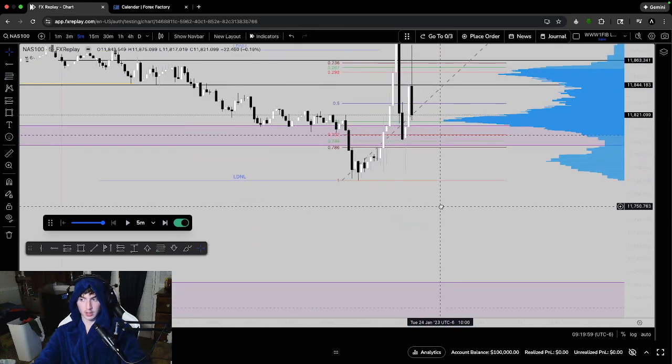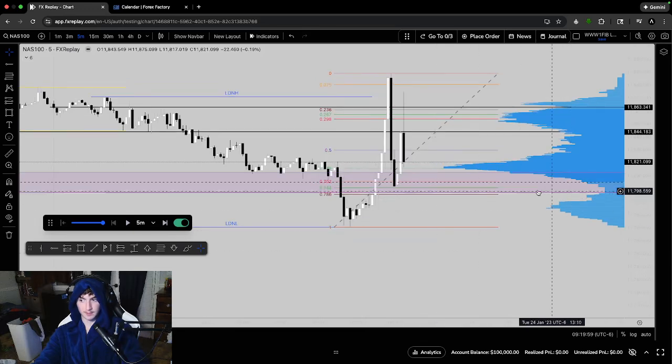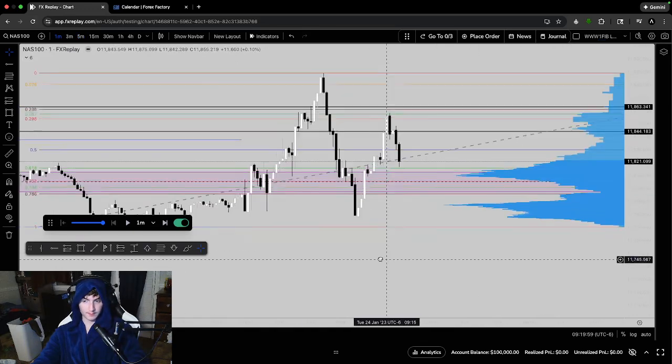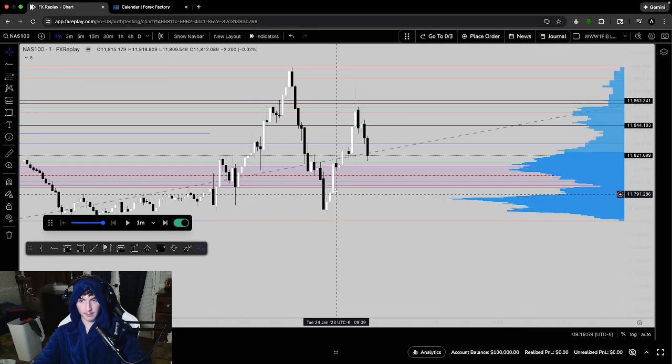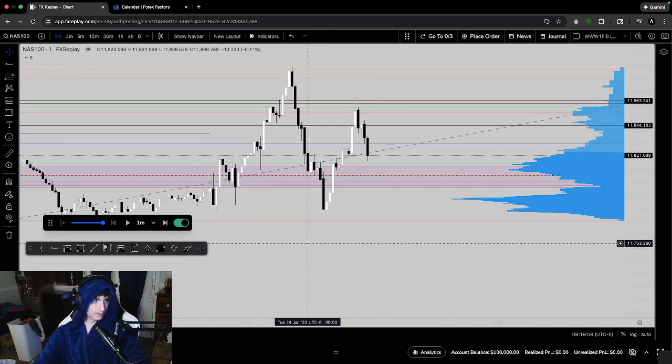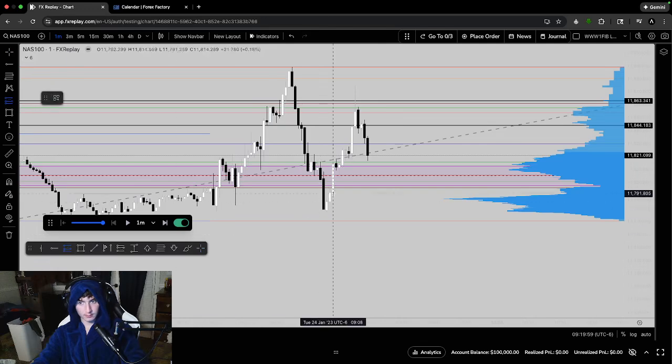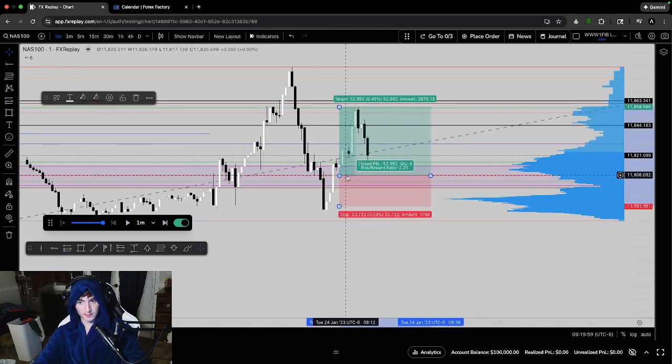Super strong rejection off here. We held this low volume node, and we came back up and closed above it on the 1 minute time frame. Then we take a continuation long up to here, which was 50 points.